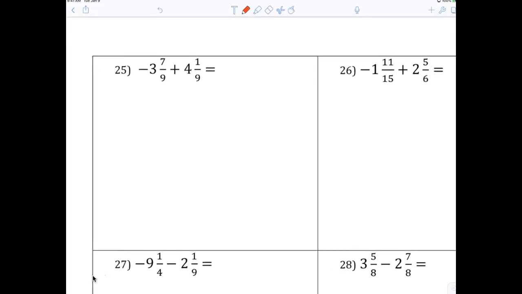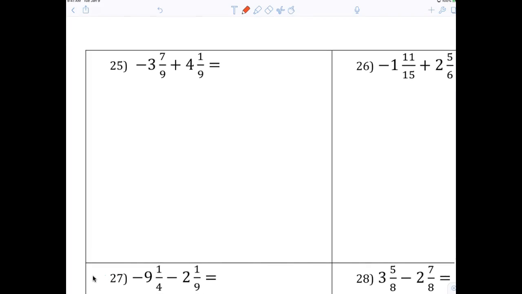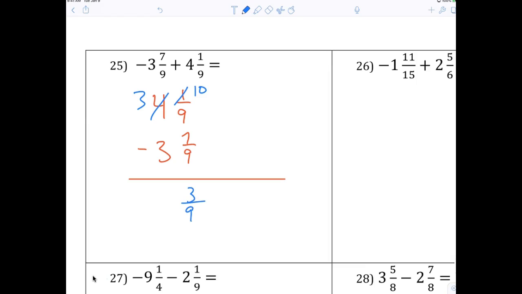25. All right, another good one right here, guys. Adding or subtracting? Subtracting. So now 4 and 1/9 minus 3 and 7/9. Now do I have to borrow? Yes, very good. All right, now let's see if you learned something. Cross out the 4 and make it a what? 3. Cross out the 1 and make it a 10, right? 9 plus 1, 10. 10 minus 7, 3/9, which reduces to 1/3.